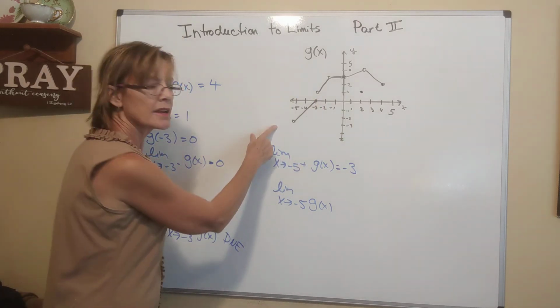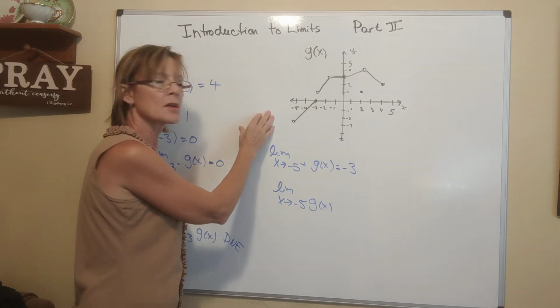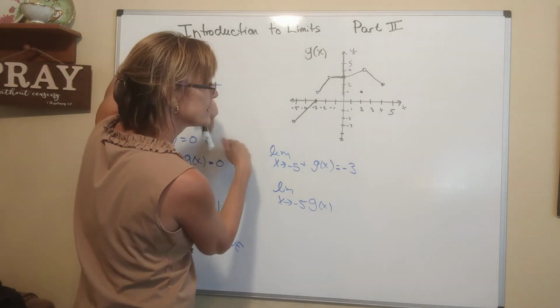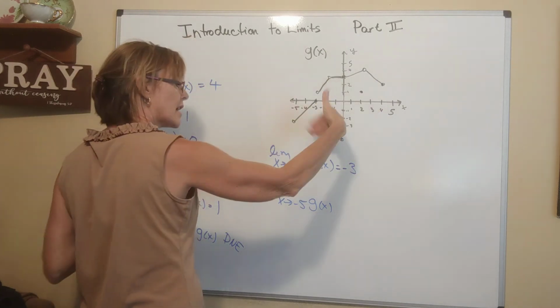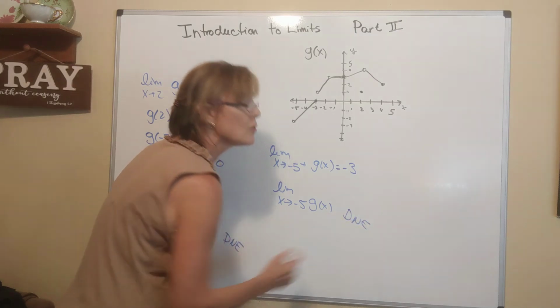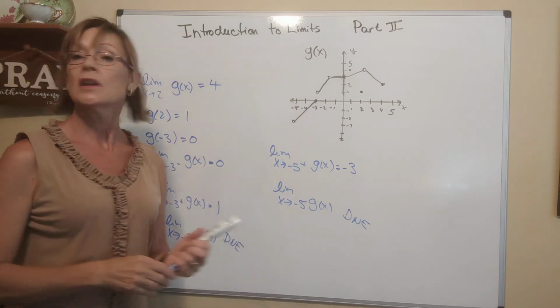Look at the left side of this. I see no picture. I see no graph. I cannot talk about the limit at x equals -5 because I cannot even discuss what's happening from the left. This only has a right-sided limit, so this does not exist. We have no graph, no picture to discuss that other side. All right, that is an introduction to limits.